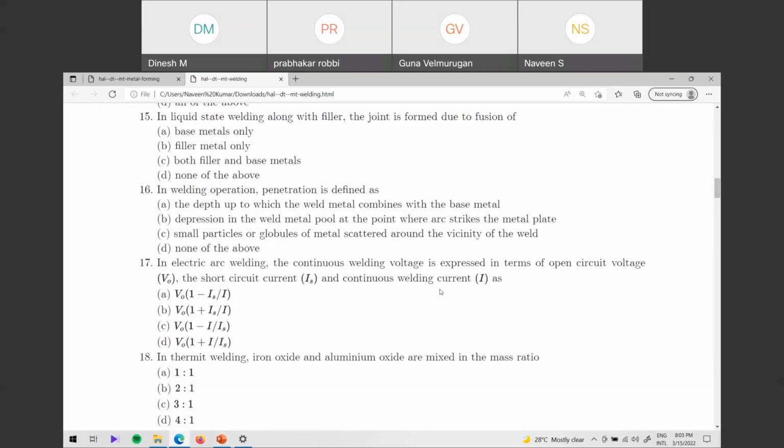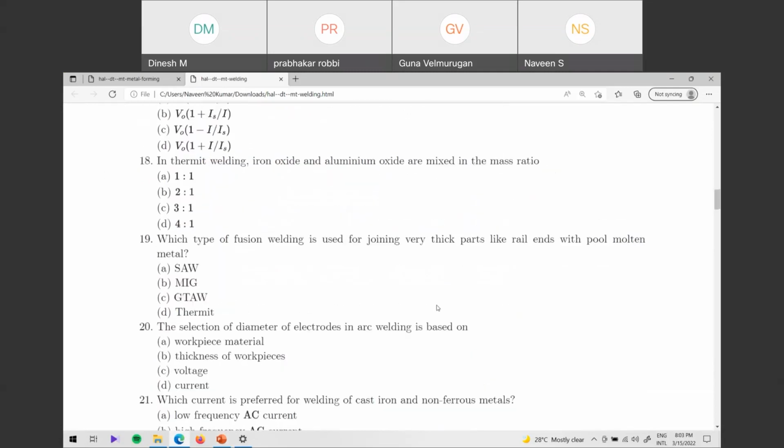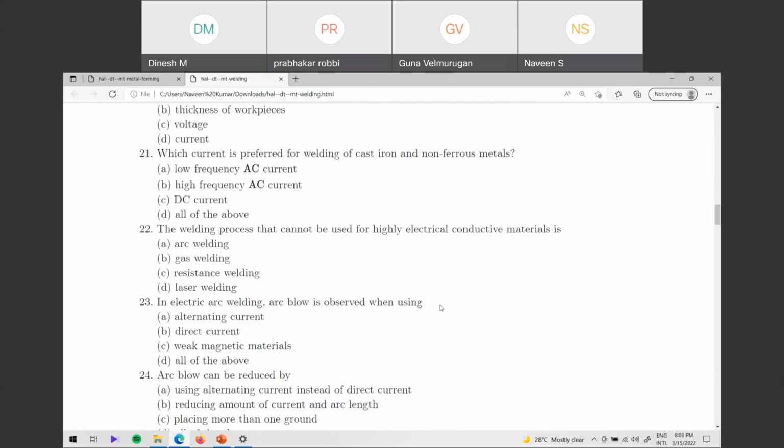So this kind of question will be asked. Tell me this. I'm picking randomly, the 22nd one. What is the answer? If you have highly electrically conductive material, which of the processes is not used?